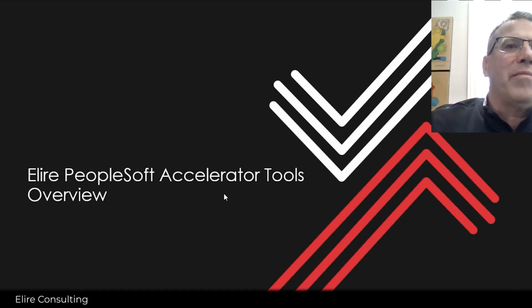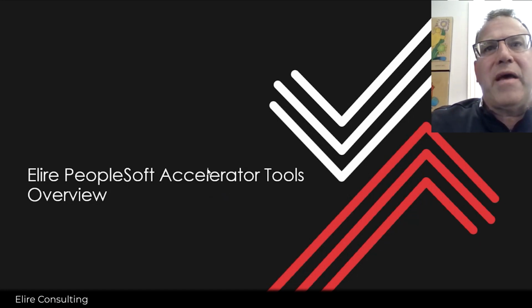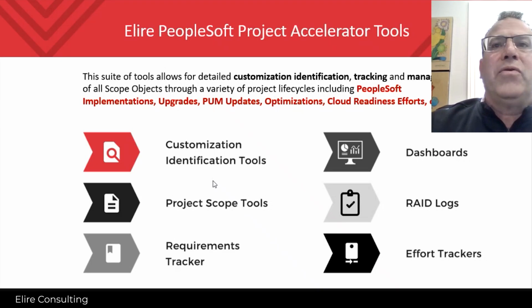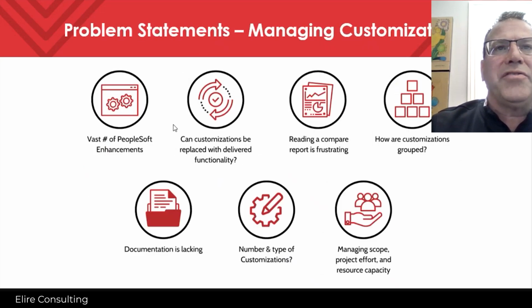I lead our on-premise Center of Excellence, which a big part of that is PeopleSoft. Today, we're going to cover Elire's PeopleSoft Accelerator tools. We have two primary tools that we want to cover. The first is a customization identification tool. And our second is what we refer to as our scope object tracker, which contains many dashboards and other tools to help you track the scope of your project efforts, whether it's an upgrade or implementation or optimization effort.